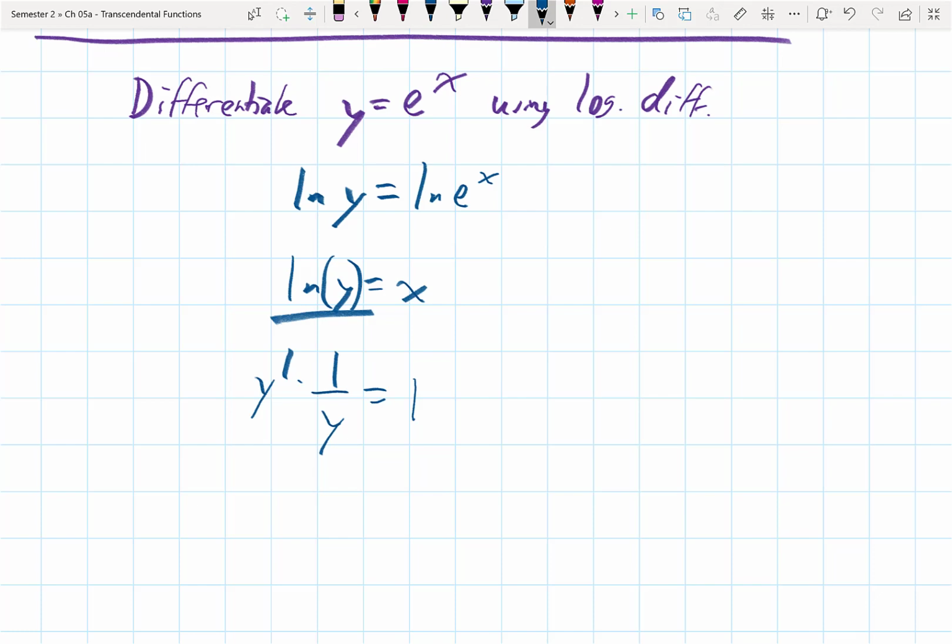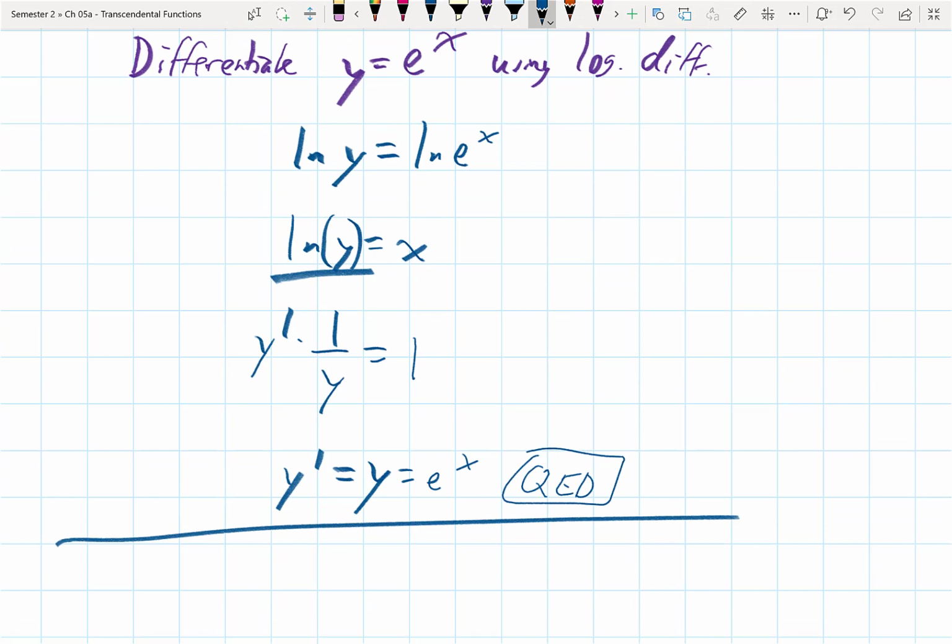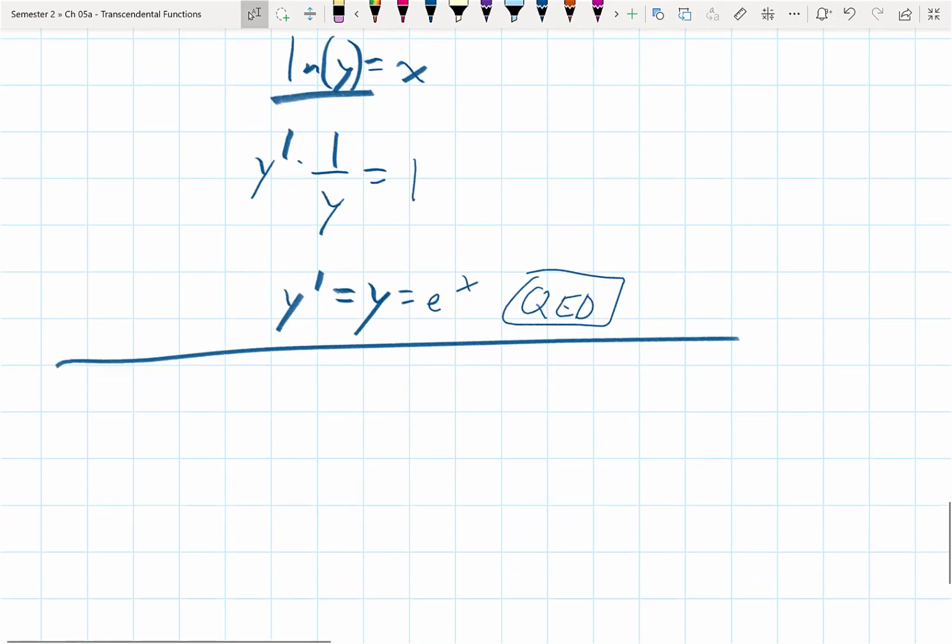If I want to get the y prime by itself, I just multiply by a y. This tells me y prime is equal to y. See? The only function where y prime is equal to y, because y was equal to e to the x. Then we can put a little QED, which means thus it is shown, quod erat demonstrandum, and I've shown that y prime is equal to e to the x. So, yay, we proved it. Now let's do like a million examples of this.